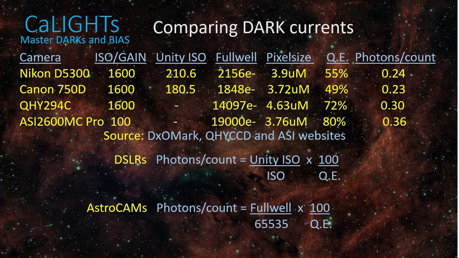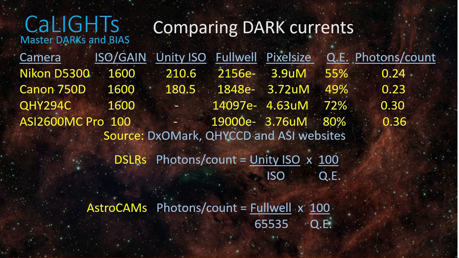In order to do this comparison, I was able to standardize on ISO 1600 for the 2 DSLRs. I used a gain of 1600 for my QHY 294C, which is the gain where the camera operates using its high gain mode, also called HGC mode. The gain for the ASI 2600 MC Pro camera was 100, which is where this camera switches to its HGC mode. Each camera has unique electronics and software, so I had to invent a method to compare them all.